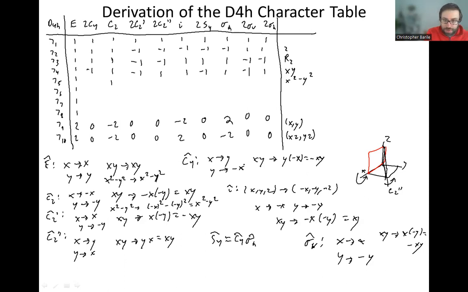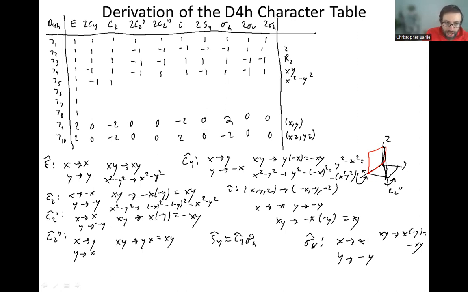Okay. For C4, we do C4 up here. X squared minus y squared. Well, x goes to y, so that's a y squared. And y goes to negative x, so that's minus quantity minus x. We're subbing in y for x, and negative x for y, right? And so that equals y squared minus x squared, which is equal to negative of the quantity x squared minus y squared, which is what we started with. So we got to the negative of itself. So we're going to have a -1 for C4.